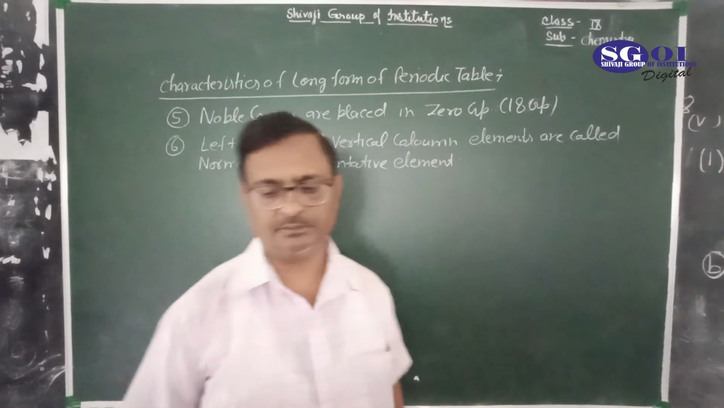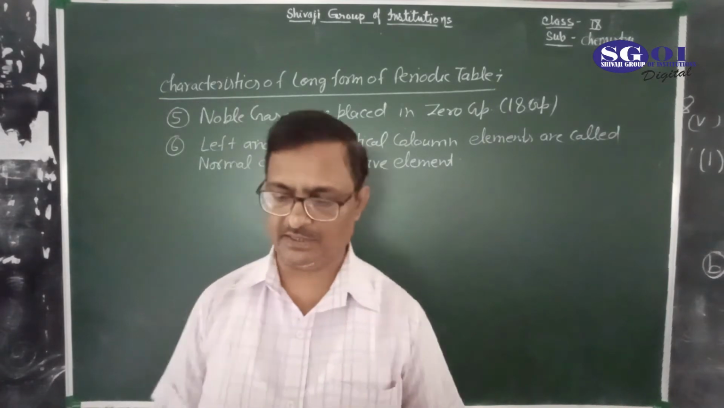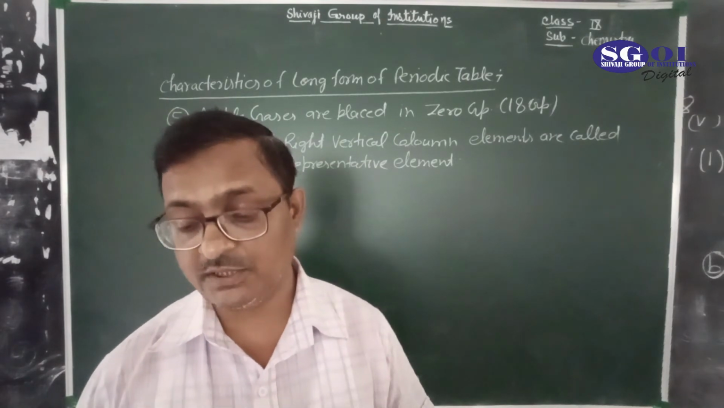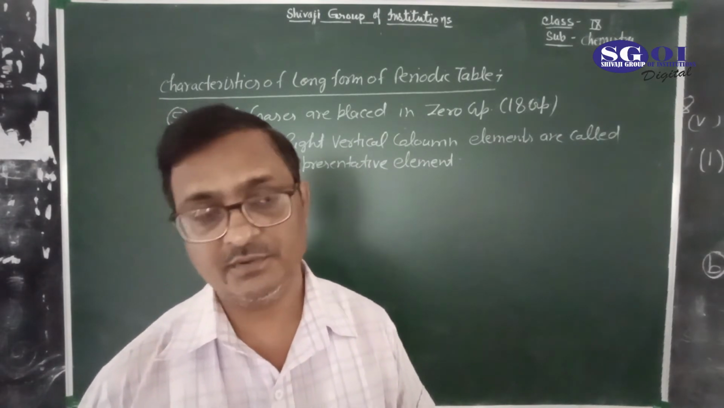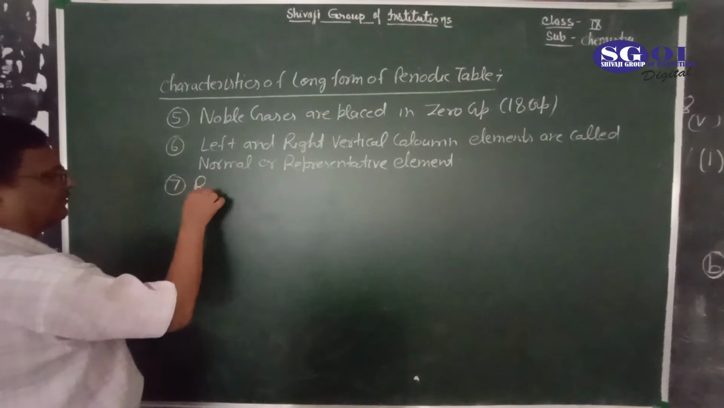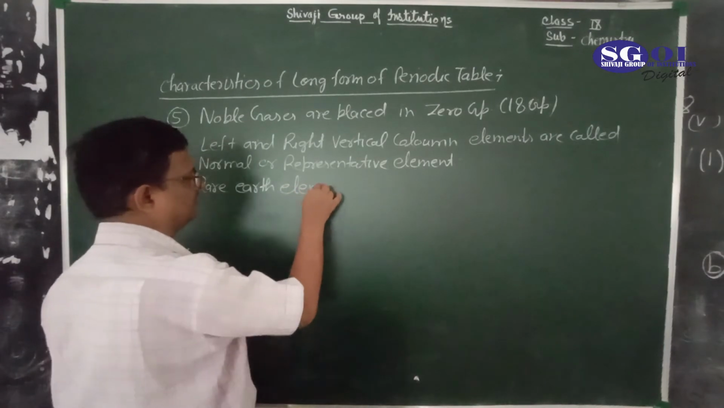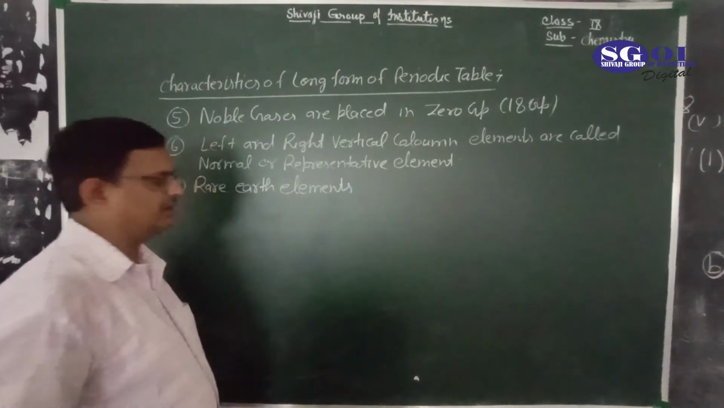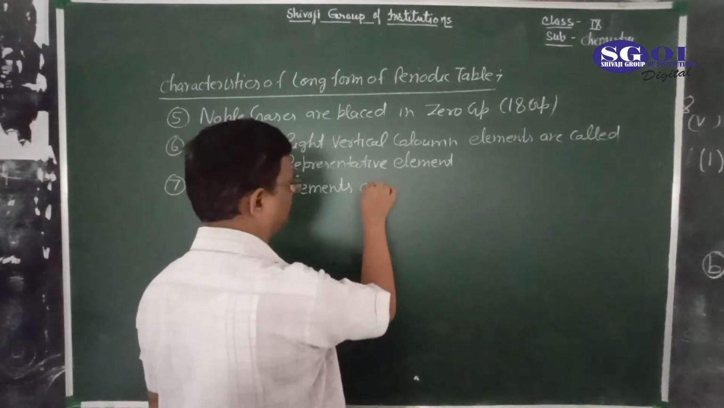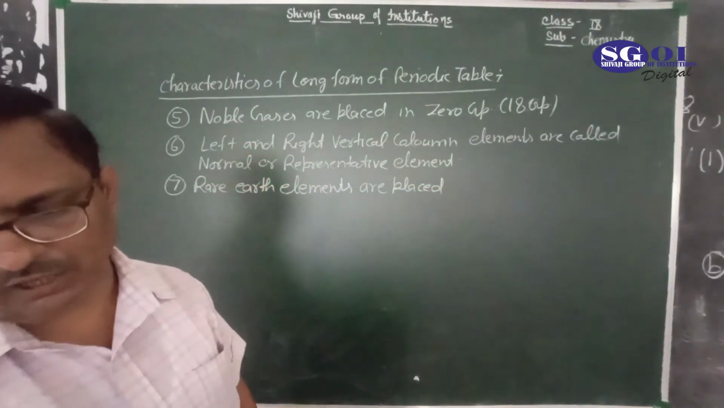And the next one is the rare earth elements, that is lanthanide and actinide. These are called inner transition elements, which are placed outside the periodic table. Means rare earth elements are placed outside the periodic table.